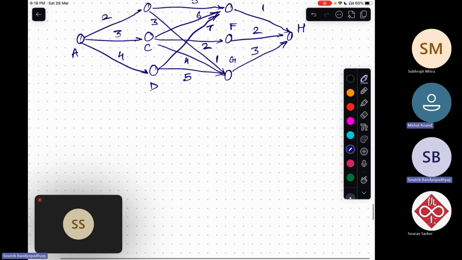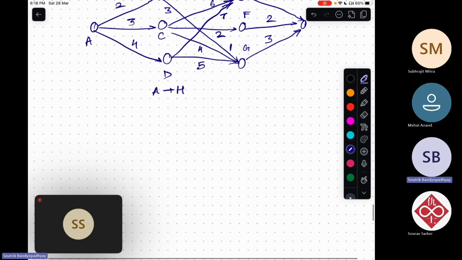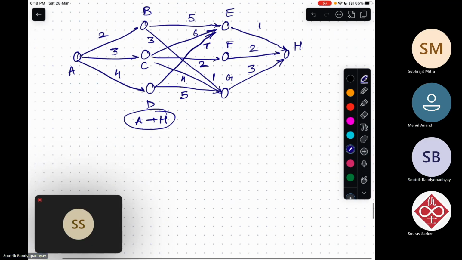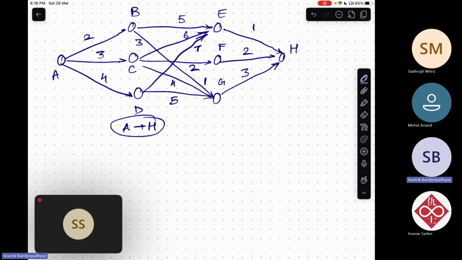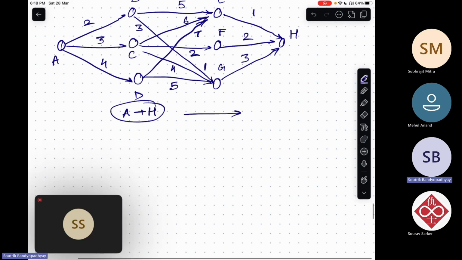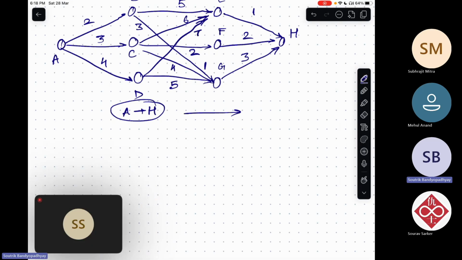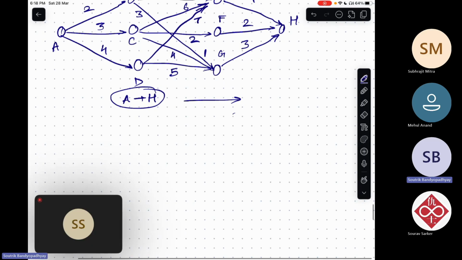Now the goal is to reach from A to H, right? A to H. This is my goal. Now, if I want to solve this optimization problem, this is a very hard problem to solve analytically, right? If I'm looking from left to right, this is a really hard problem. So what we can do is solve it from the goal to the starting position, or in other words, in this order, right?